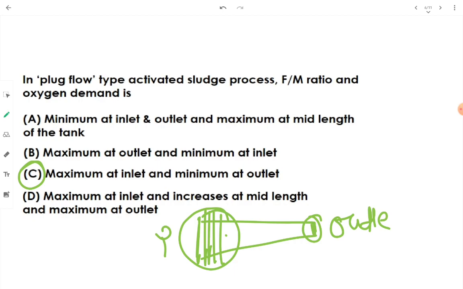With respect to the inlet and outlet point, the F by M ratio, the oxygen demand, as well as the microorganism and the substrate concentration are going to decrease on the way. That's why oxygen is provided with respect to the demand. That's why it is a tapered section.